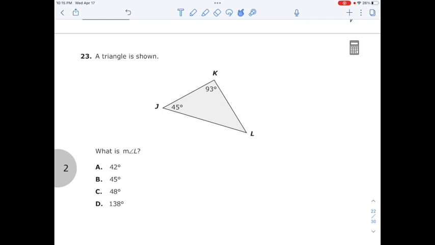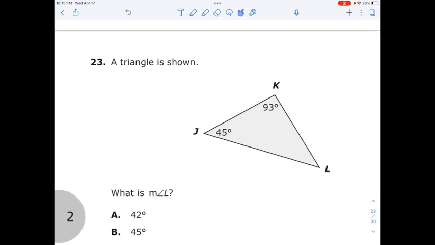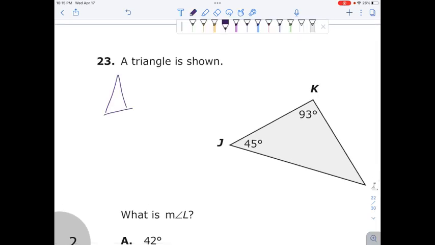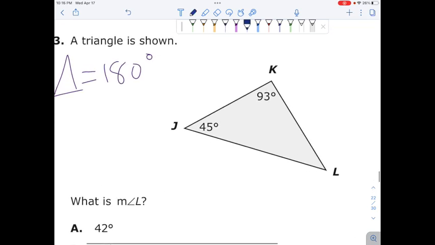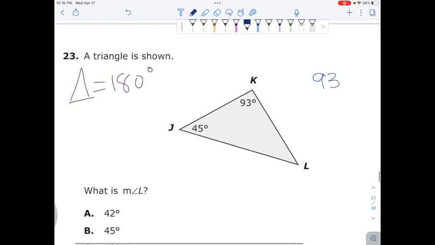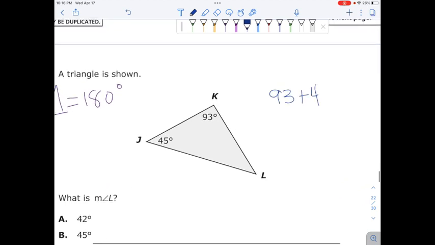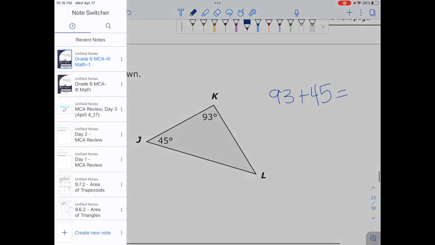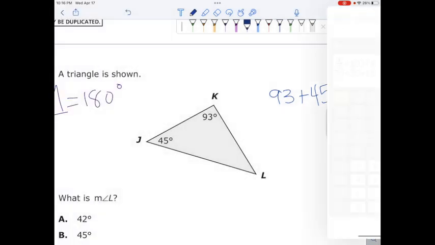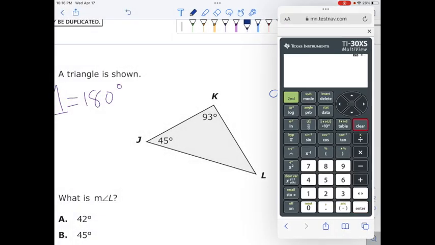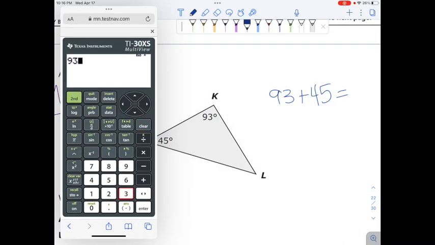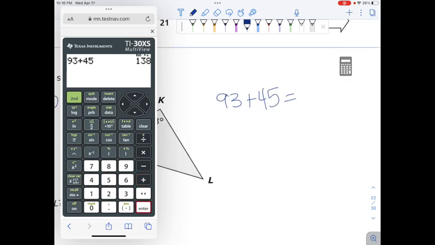This one, we did this in the recent past. You should be totally good at this. A triangle equals 180 degrees. So far in this triangle, we have 93 and we have 45. When I put that in my calculator, we have 93 plus 45. That equals 138.